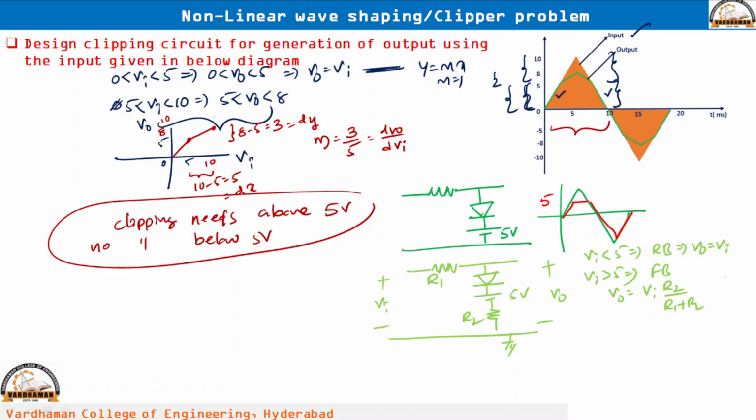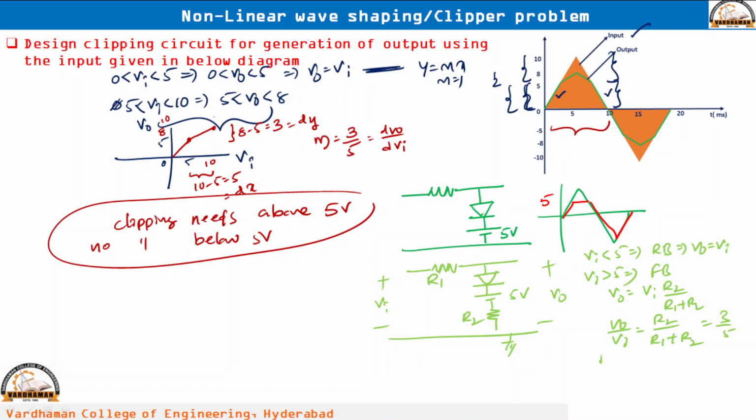Anyhow, from this one V0 by Vi is equal to slope. What do we get here? R2 by R1 plus R2. But from the waveforms already we got this particular slope. In the transfer characteristics, when you have V0 by Vi, that is called slope, and that is given by 3 by 5. Already we have seen this one.